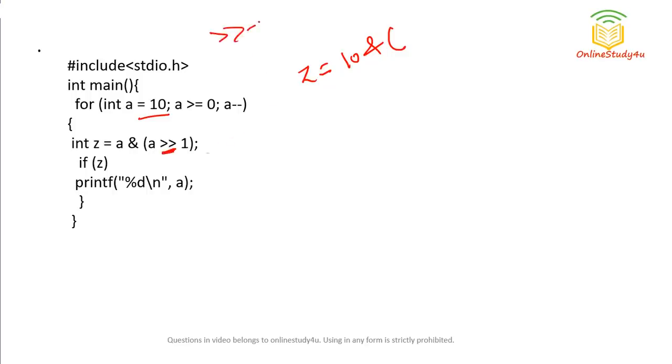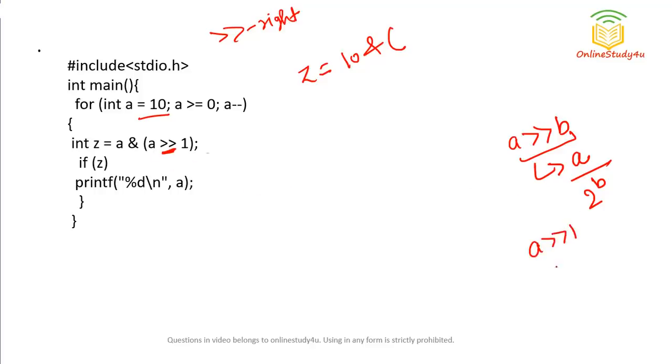See, I have already told you the formula for right shift. If you have a right shift by b, the value is a divided by 2 raised to b. Here we have a right shift by 1. What is the value of a as of now? That is 10. So 10 right shift by 1 is 10 divided by 2 to the power 1, that is 5.